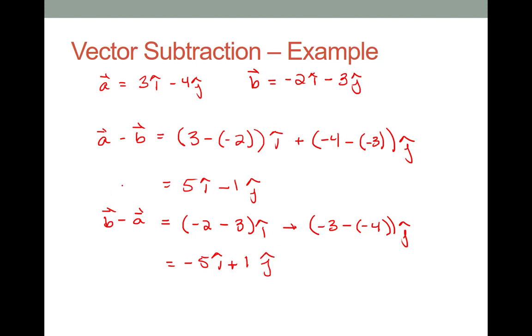So you can see A minus B and B minus A have the same components with all of the signs flipped, which is true for subtraction in general. If I take 2 minus 3, I get negative 1. If I take 3 minus 2, I get positive 1. So the answer is the same to within a minus sign.